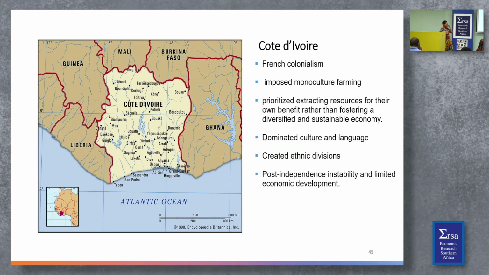There were very limited opportunities for Ivorians during colonialism, and again, this created inequality within the economy. So even though you might see there was some development or some investment in schools and healthcare facilities, the indigenous populations were largely excluded from these positions of power and influence during colonialism. So this has just resulted in the post-independence instability that we find in Côte d'Ivoire as well.